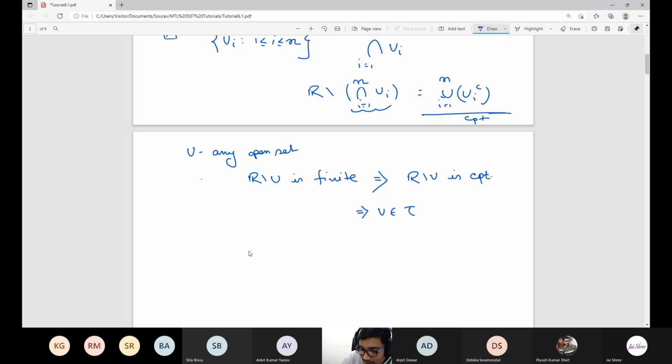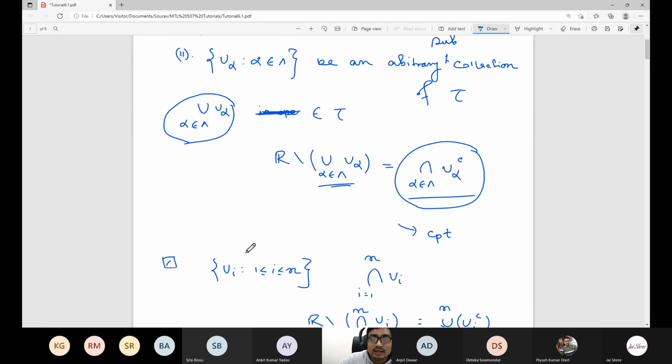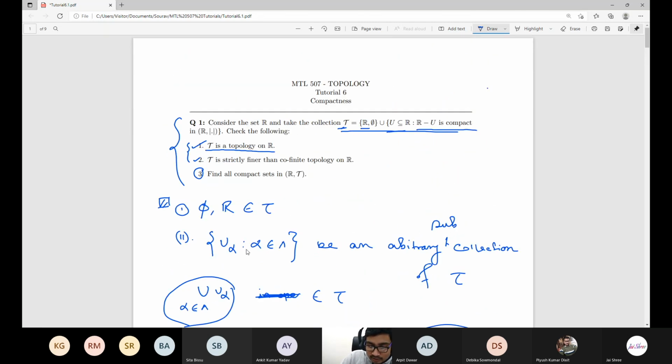Now, why is it strict? Can you give a counterexample, an open set here which is not in the cofinite topology? Sir, we choose R minus the closed interval [a, b]. Yes, exactly. R minus the closed interval [a, b] is equal to U. Then it is open in tau, so this belongs to tau, but it is not in the cofinite topology.